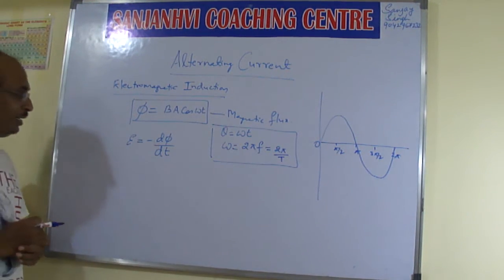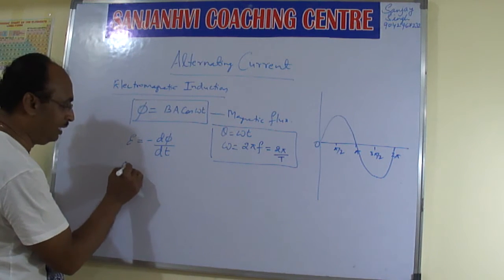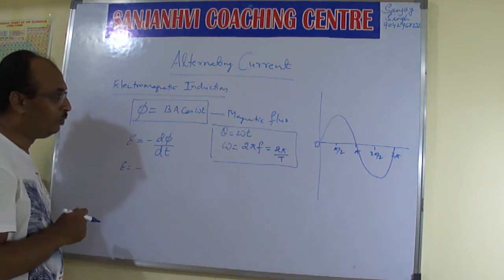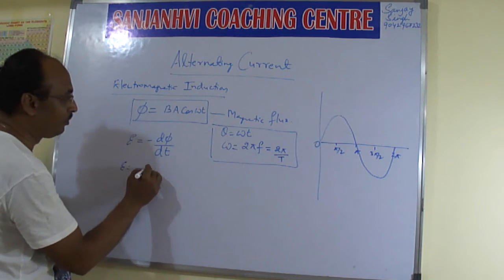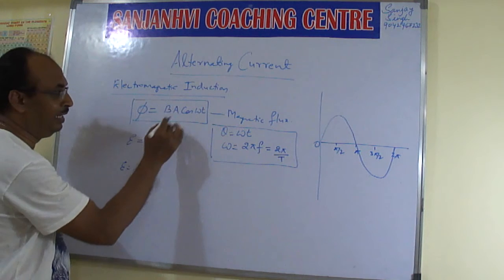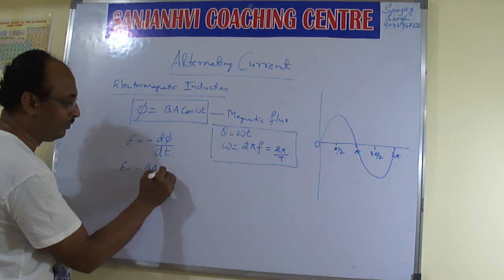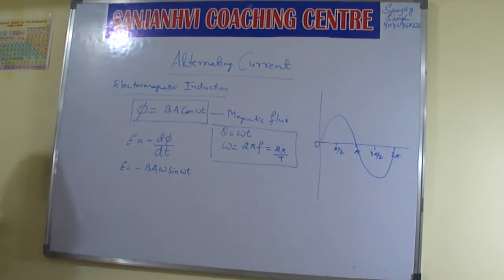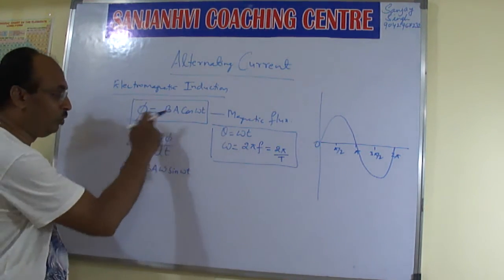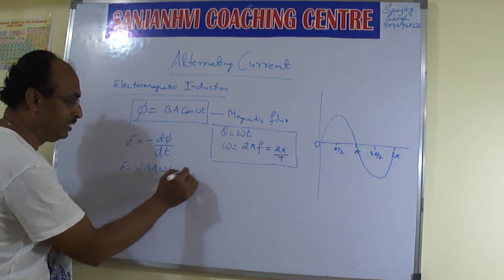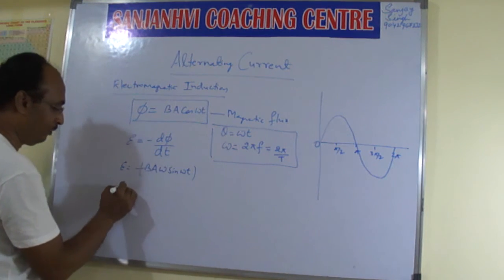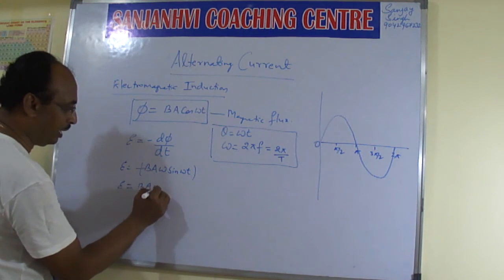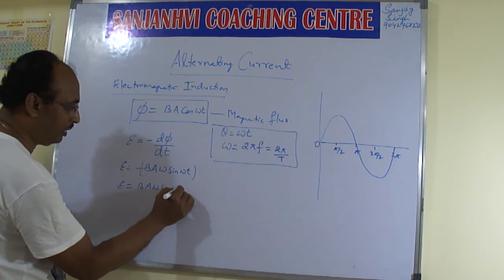So how can we find epsilon? Epsilon is equal to minus, and we differentiate: B A d by dt of cos omega t. For this cos, the derivative gives a minus, so this one becomes plus. So the induced EMF is B A omega sine omega t.